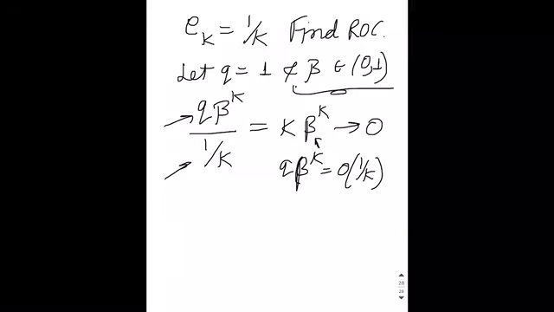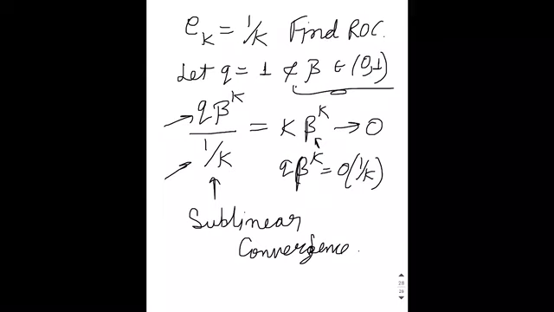That means 1 by k decreases slower than q beta to the power k for all beta. So what we have shown is that 1 over k converges to 0 more slowly than q times beta to the power k for all beta in the interval 0 to 1. This is sublinear convergence. So this is one example.